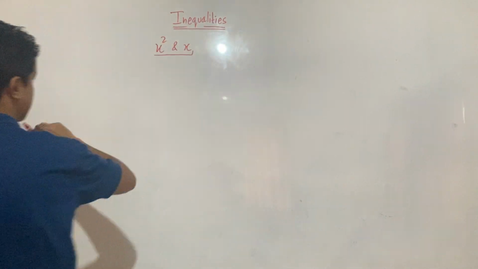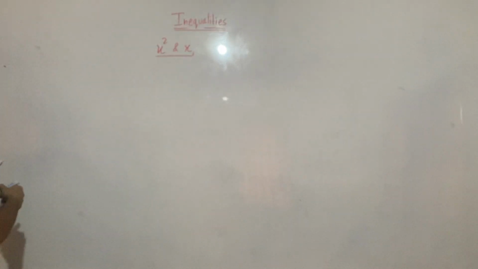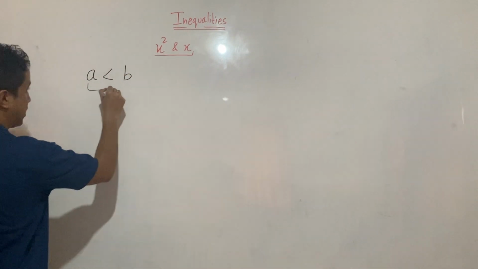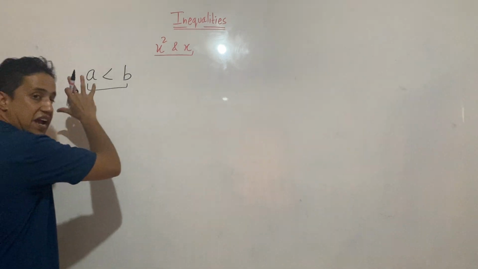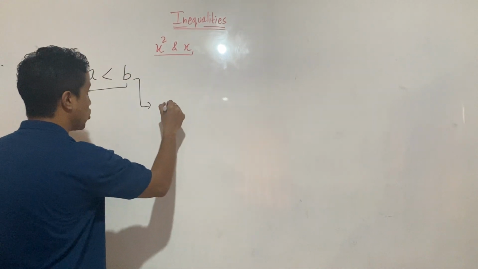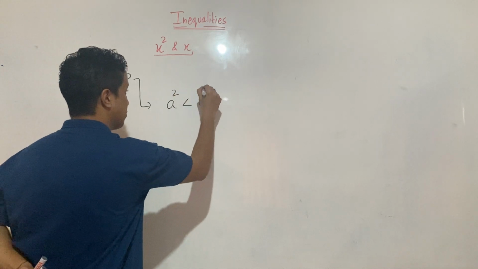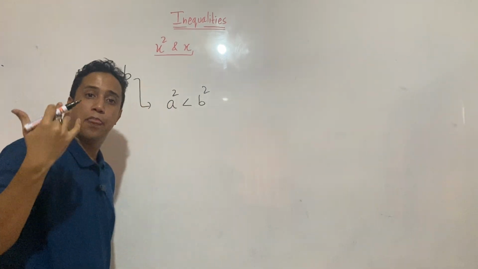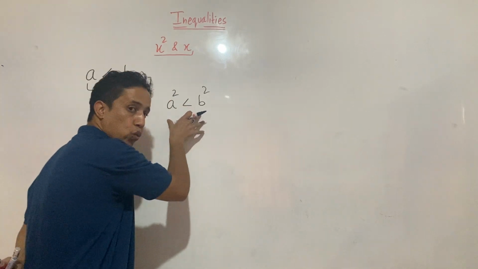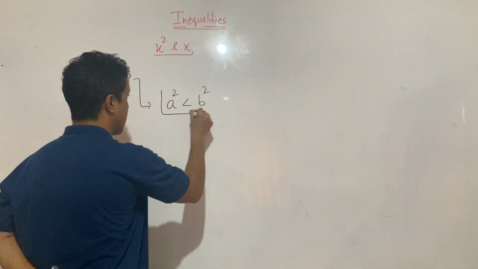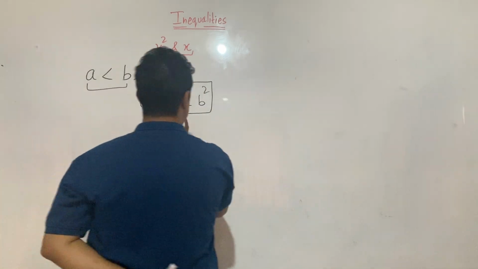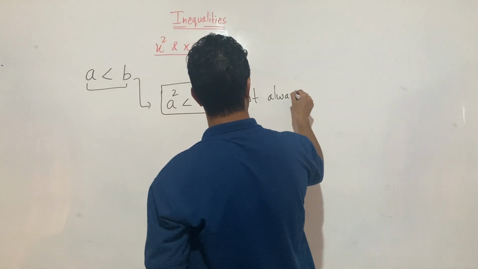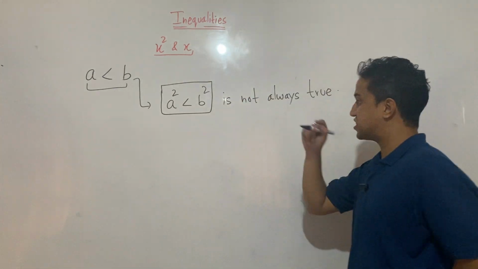I will start this session with an inequality a less than b. So this is the given inequality. Now see here, if a is less than b, then it does not mean that a square is less than b square is always true. It may be true, it may not be true, but saying that it is always true is a wrong thing. If a is less than b, then a square is less than b square. This thing is not always true. We will see it from the example.